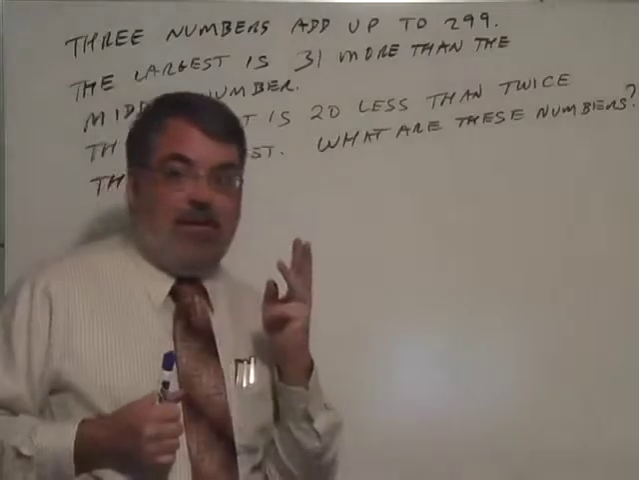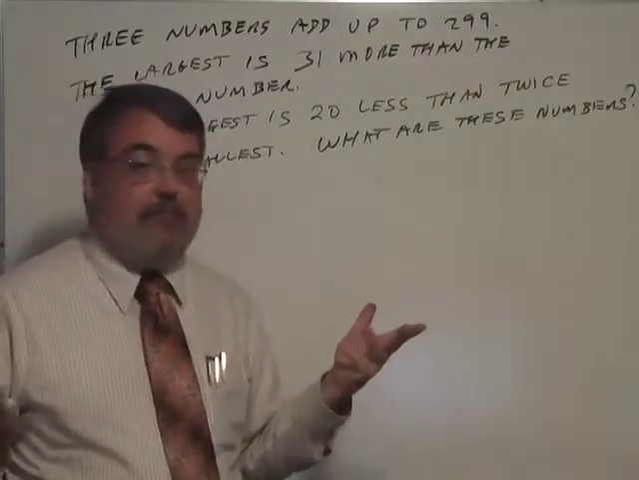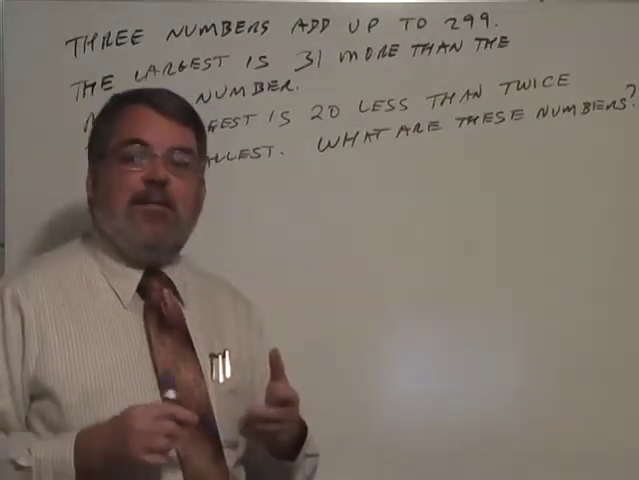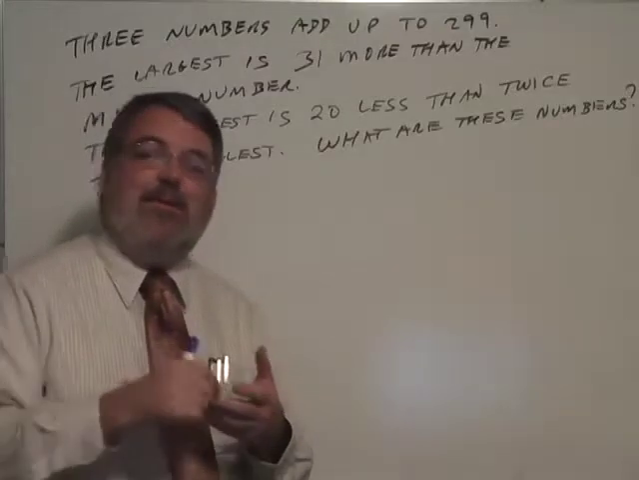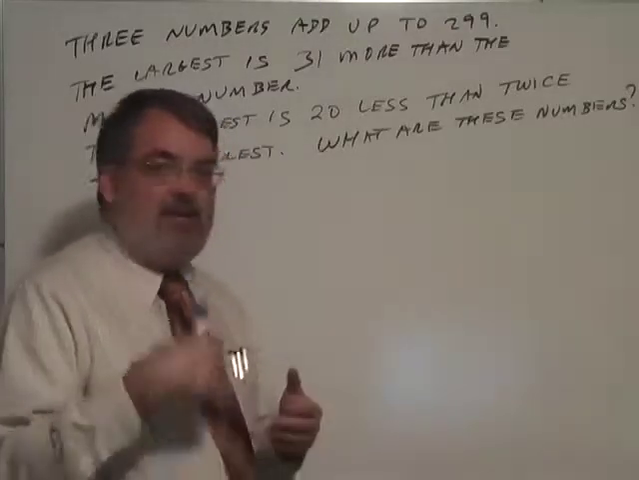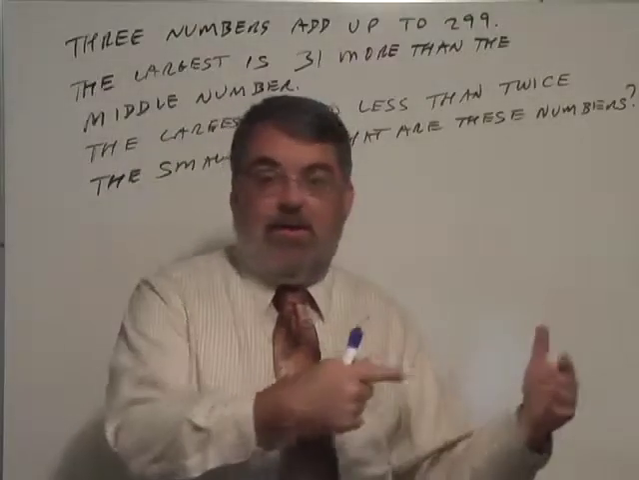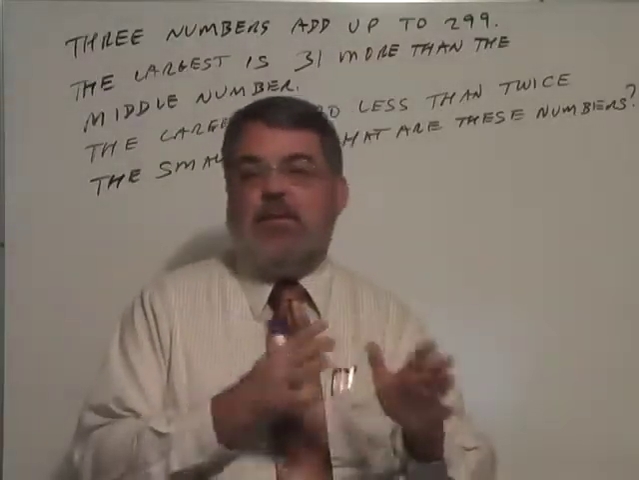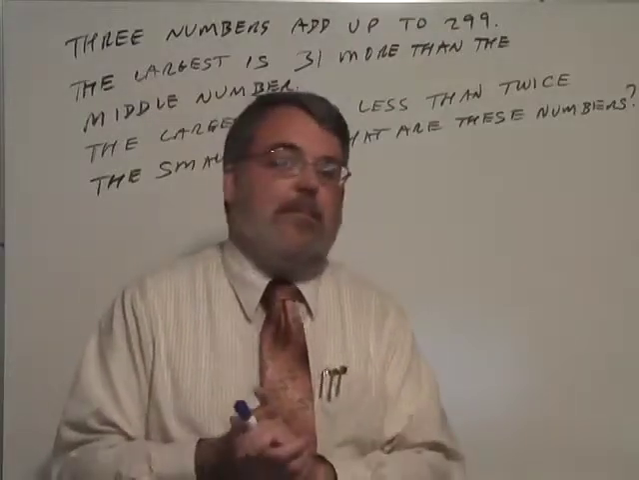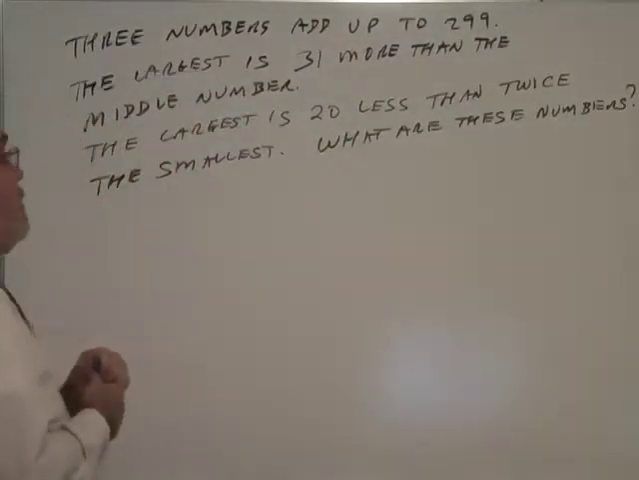We have three unknowns, three variables. What should we call them? X, Y, and Z? How about S, M, and L for small, medium, large? I like to use descriptive names. That way, if we use X, Y, and Z, we might get smallest mixed up with middle, or middle mixed up with largest. So let's use S, M, and L here.